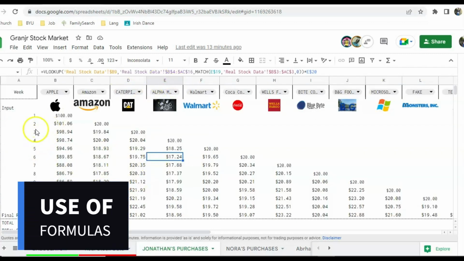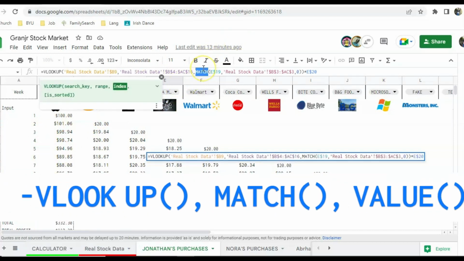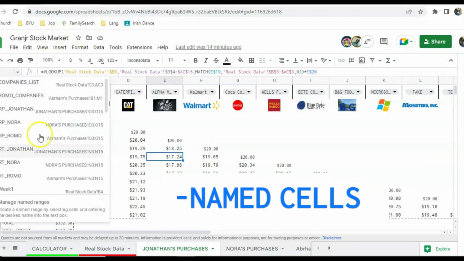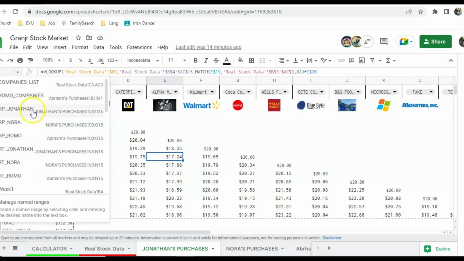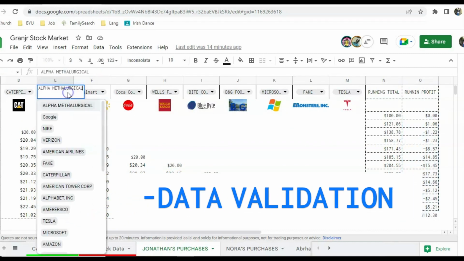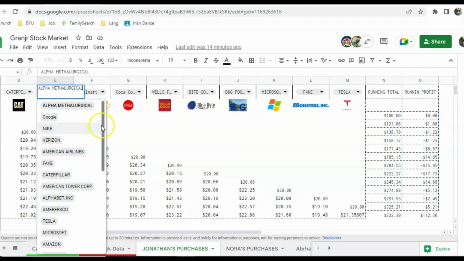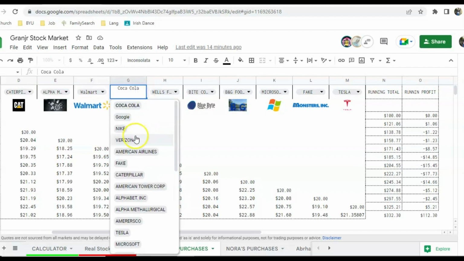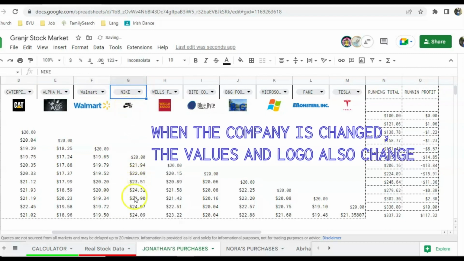For our chart of investment, we use different formulas like Vlookup, Hlookup, match, value, and also we use named cells to store our range of numbers or results. Here you can see a list and where we set our running profit and running total. Also we use data validation to show a list of the company names here. This is very related with the data below, and also with the logo. For example, if we change the name of the company, it also changes the data below and the picture.